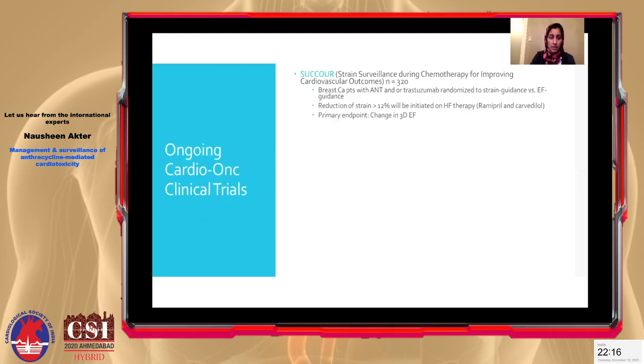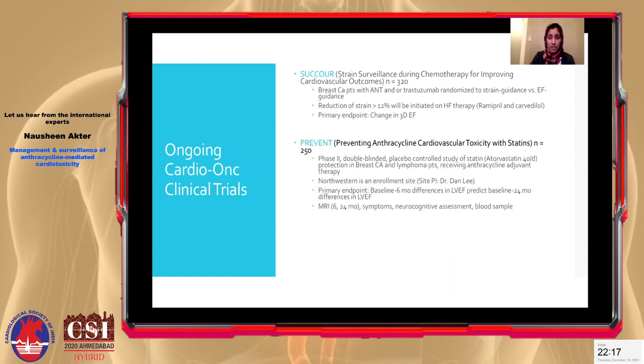There are several ongoing cardio-oncology clinical trials. We're waiting for the results of the SECURE study, which is looking at EF surveillance versus strain surveillance with heart failure therapy being initiated for reduction in strain using ramipril and carvedilol, with the primary endpoint being the 3D ejection fraction. The PREVENT study, which has also been completed, is a phase 2 double-blinded placebo-controlled study of atorvastatin 40 that was given to patients receiving anthracycline, breast cancer and lymphoma patients.